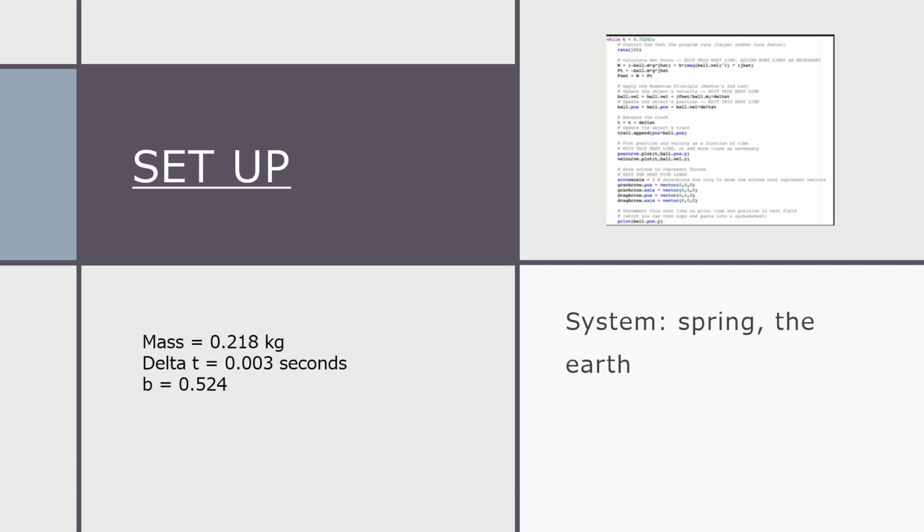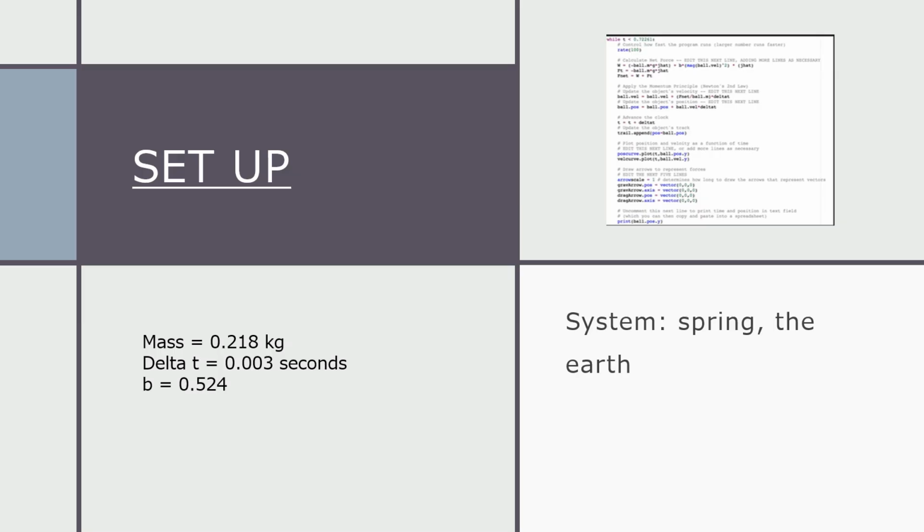So this is the setup. My system was the spring and the earth. My mass was 0.218, delta T was 0.003, and my B was 0.524. The B I calculated through trial and error, because we aren't given the exact formula for drag force, and because the velocity is kind of difficult to measure, I just kind of messed around with it until I got something that looked correct.